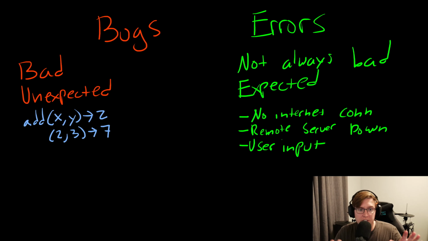One final note on the distinction between bugs and errors is that bugs have to be fixed in code. Errors have to be handled in code, right? So we expect errors, we must handle them. If we don't handle our errors properly, they may result in bugs.